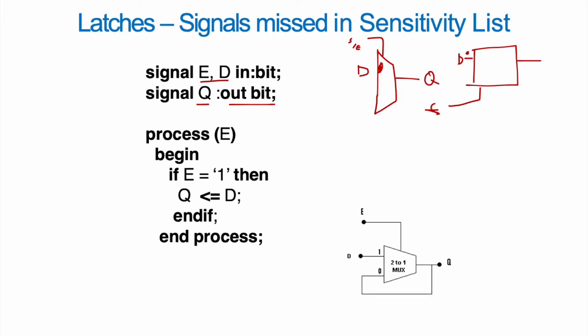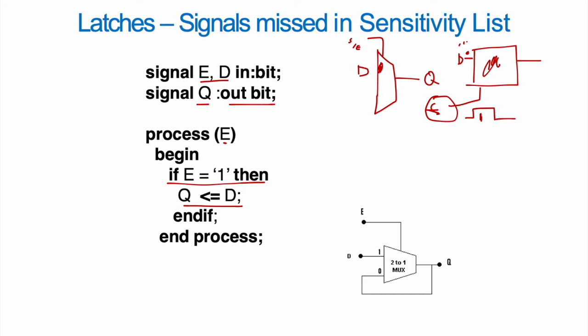So whatever the state of D doesn't matter, because D is not in the sensitivity list. It's only when E becomes 1 that we latch the output. So we simply say if E is equal to 1, then the output equals D. But D is not in the sensitivity list, so even if it changes from 1 to 0, whatever, this process will not run. We just wait. The process changes only according to E. And it's good to make note of that, because we want this process to run whenever E changes, not whenever the input changes.